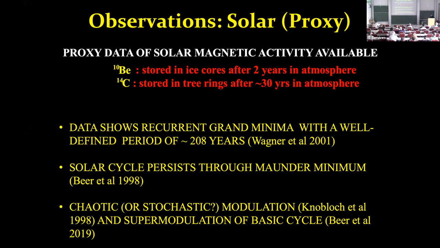Well, what is certainly true is that the solar cycle is modulated. The 11-year solar cycle is modulated.